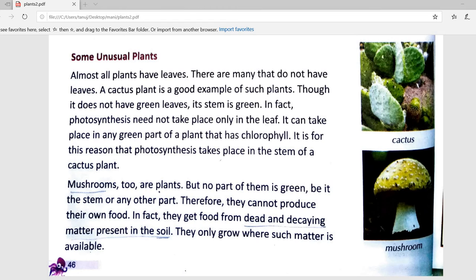We can say the process of photosynthesis goes on in the stem in cactus plants, or other plants which do not have leaves, and they prepare food. If they have a green stem, anywhere green color is there in the plant, that part is ready to prepare food. So next is the mushroom.